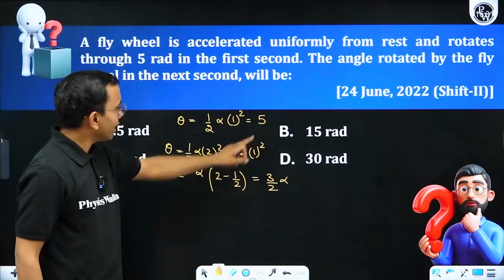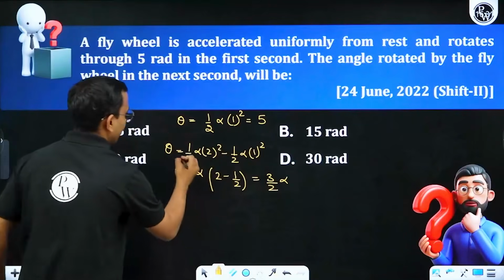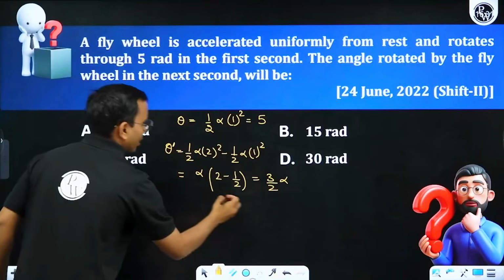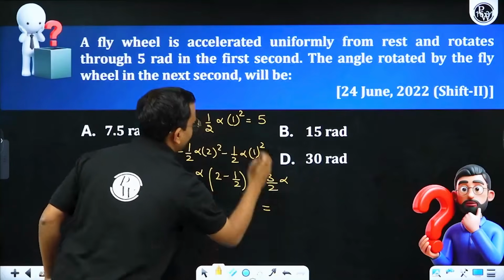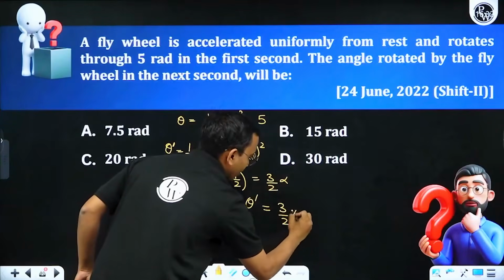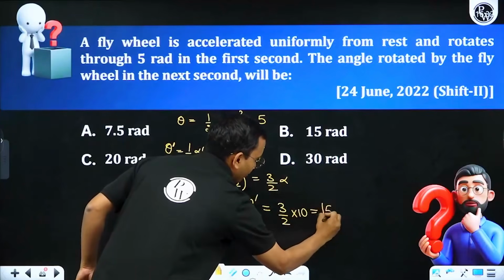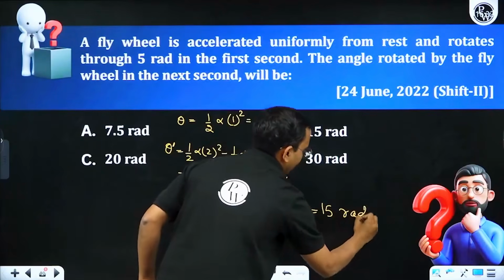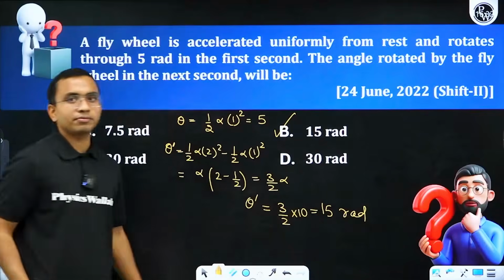Alpha is 10. So this is my theta dash, I'll say. From here I can say alpha is 10. So if I put alpha is 10, this will become 15 radian. Option B.